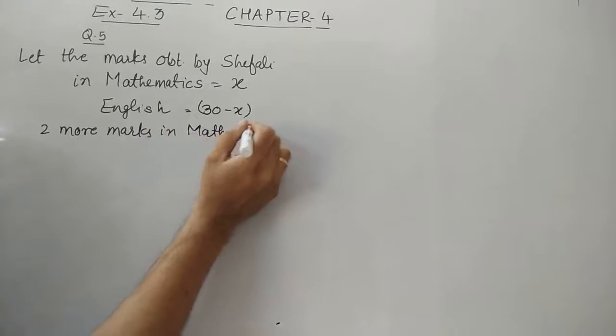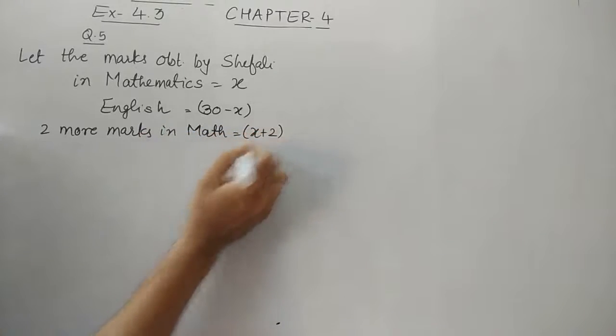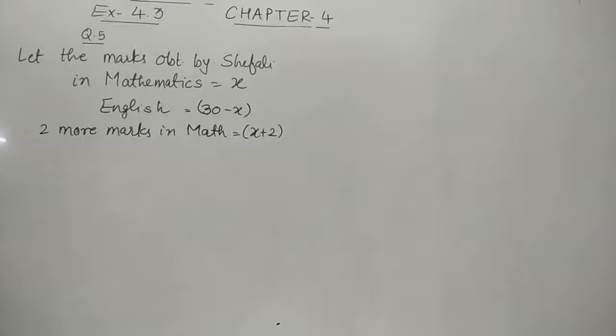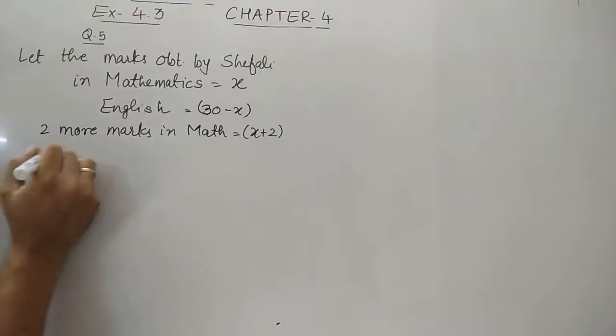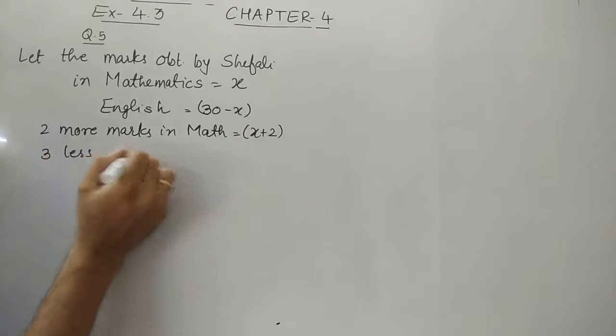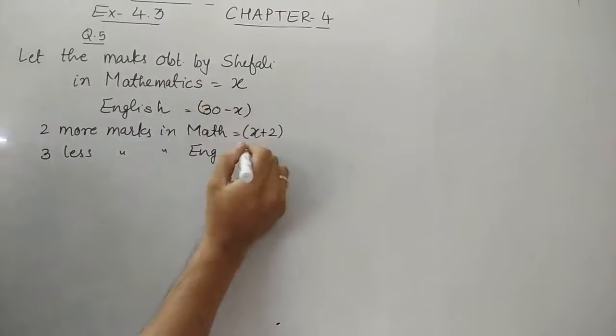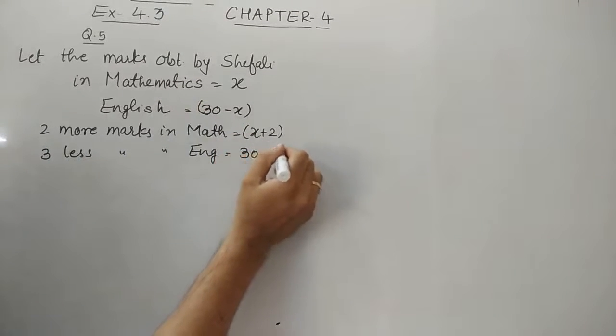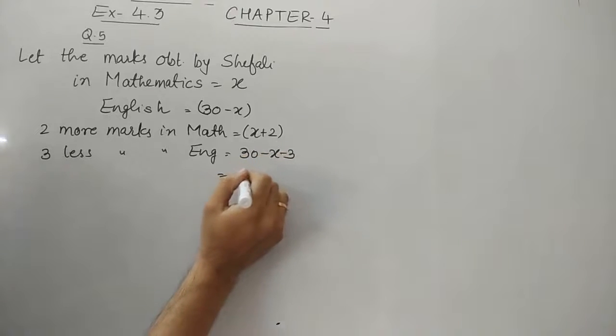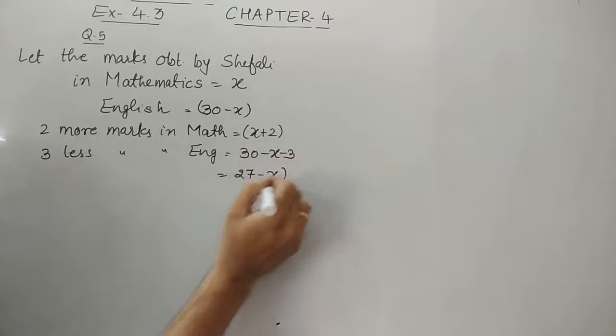So now the new marks, that is X plus 2. And 3 less marks in English. Whatever she obtained, 3 less than that. So that is 27 minus X.